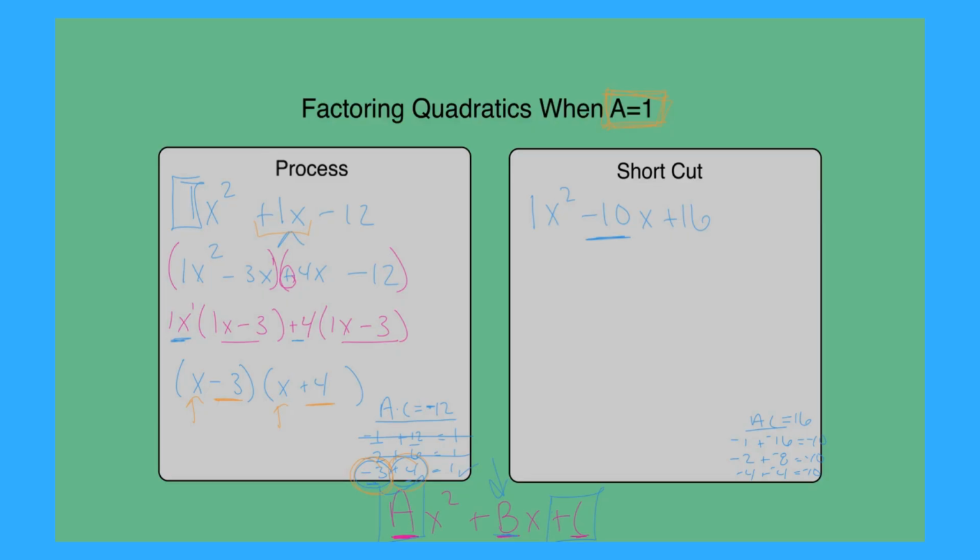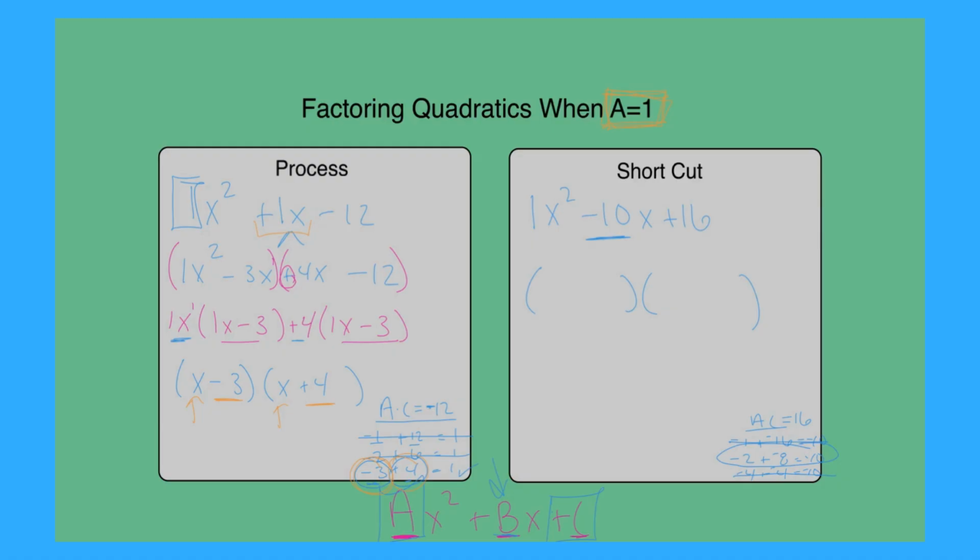Okay, so now we check. -1 plus -16, that's -17, so that one didn't work. -2 plus -8, that's -10, yes, that one works. And we can just check down here. -4 plus -4 would be -8, so that's not -10. So the numbers we found were -2 and -8. So we're going to set up our parentheses.